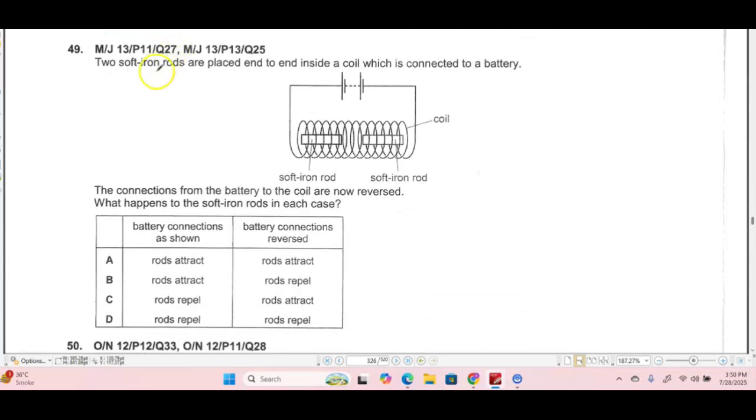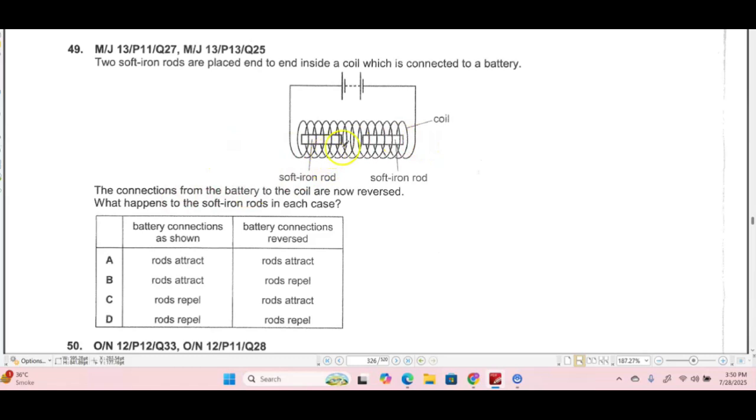Okay, two soft iron rods are placed end to end inside a coil which is connected to a battery. The connections from the battery to the coil are now reversed. What happens to the soft iron rods in each case? Both connections are shown. Okay, battery connections are shown. So this is positive and this is negative. So attraction is going to be there. Rods are going to attract because one is going to have one pole and the other is going to have the opposite.